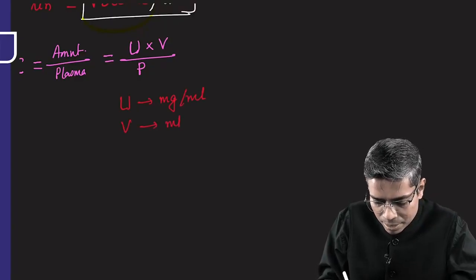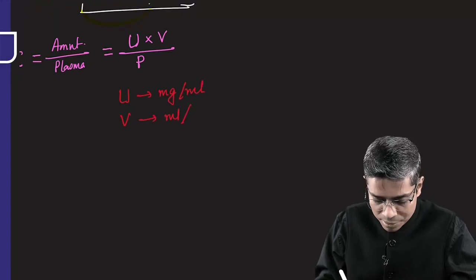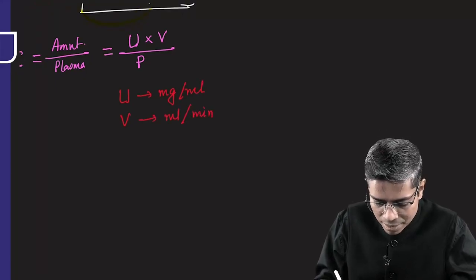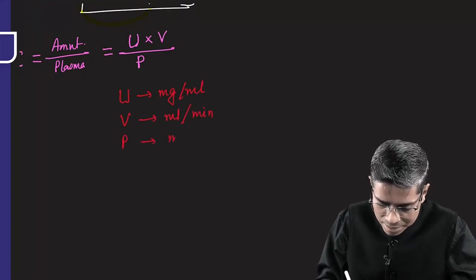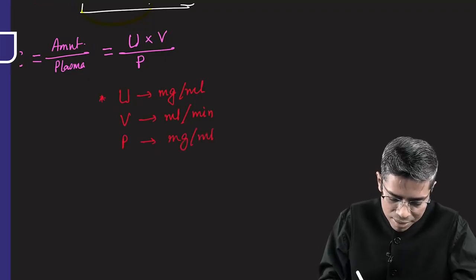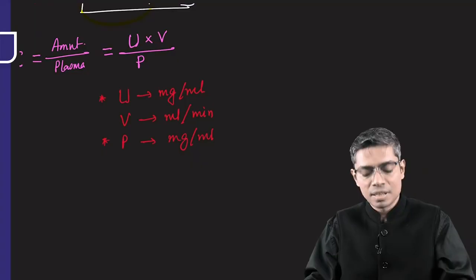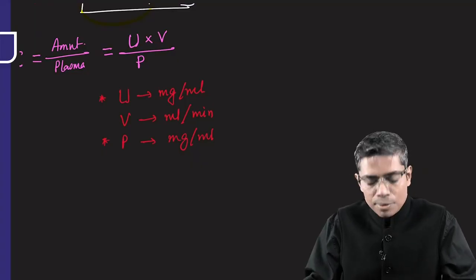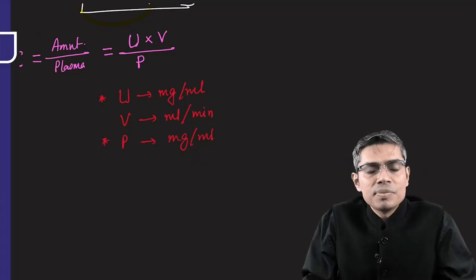It is ml per minute, I told you that is the flow basically, ml per minute, and what is the unit of this P? P is milligram per ml. So as you can find out here, urinary concentration as well as the plasma concentration are in the same unit, and V, that is the flow, ml per minute, unit time volume is the flow.